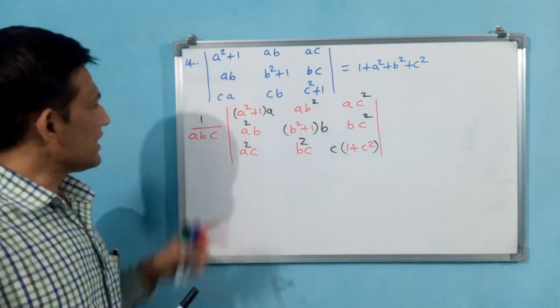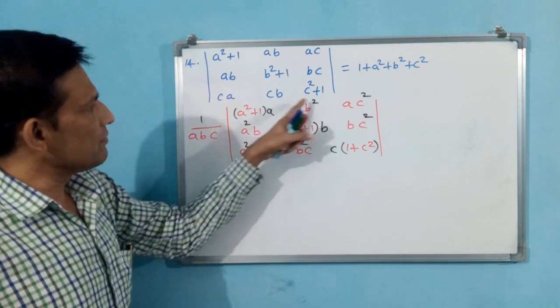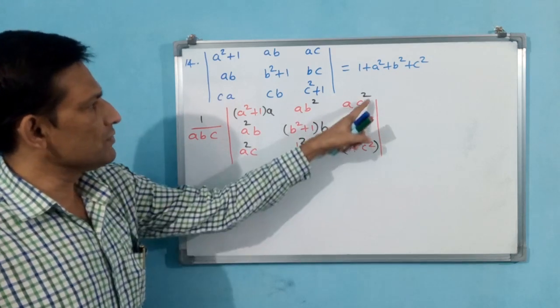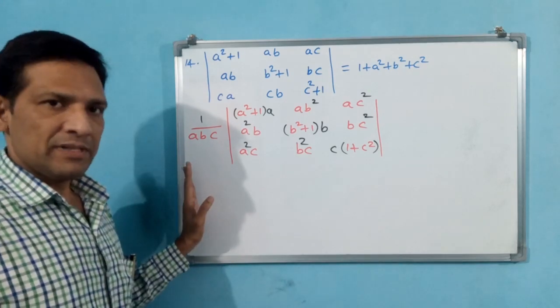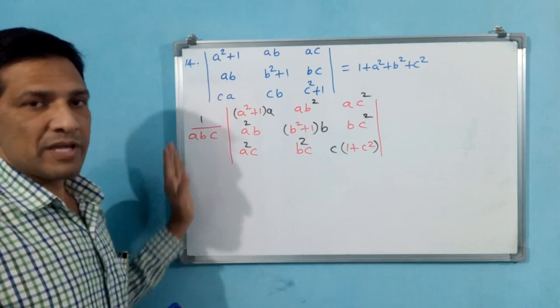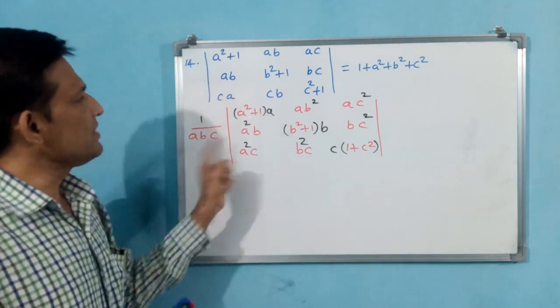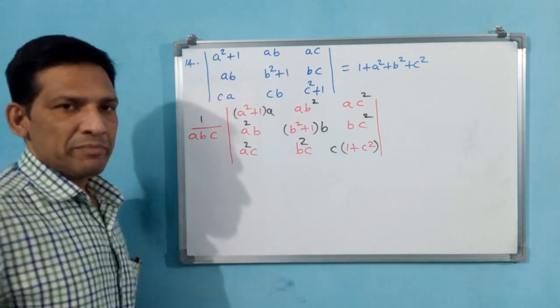First you see. This step directly we can write like this. 1 by ABC into all A square, B square, C square. First of all, is this the correct step? Yes, correct step only. Why? Because see, ABC by ABC we have taken. A, B, C we have sent inside. ABC outside is there.